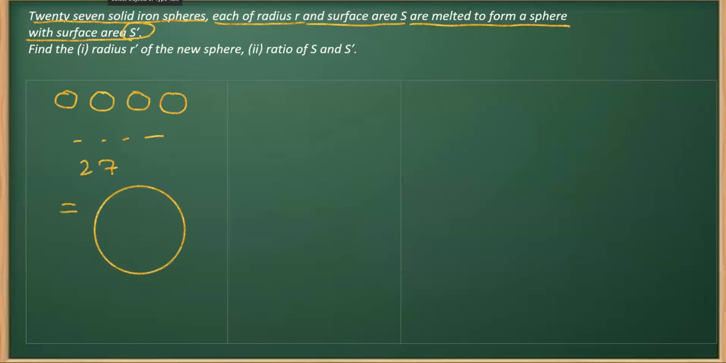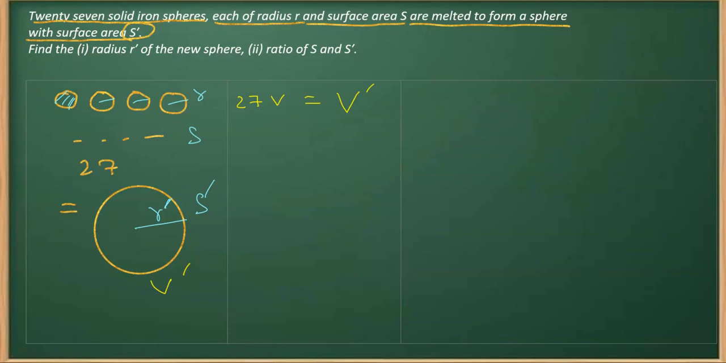So what we can conclude here, we know the radius of each of these small spheres is given as r, and its surface area is given as s. It is s, not s dash. And when it is melted to form a large sphere whose radius is given as r dash and whose surface area is s dash, what you should know here is that on melting, 27 times the volume of these small spheres should give you the volume of one large sphere. I'm using V dash for the volume of that large sphere.